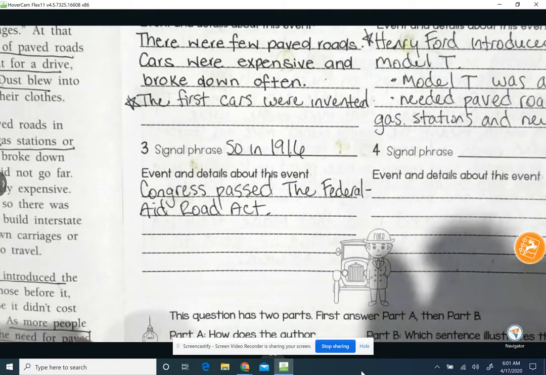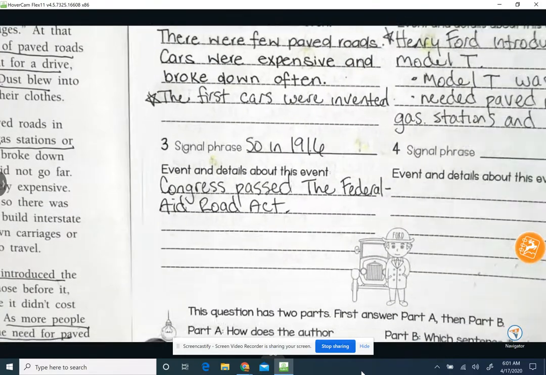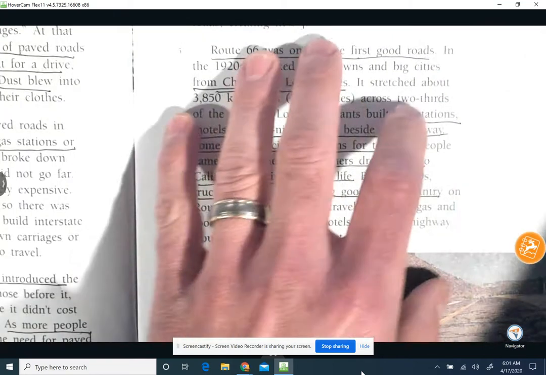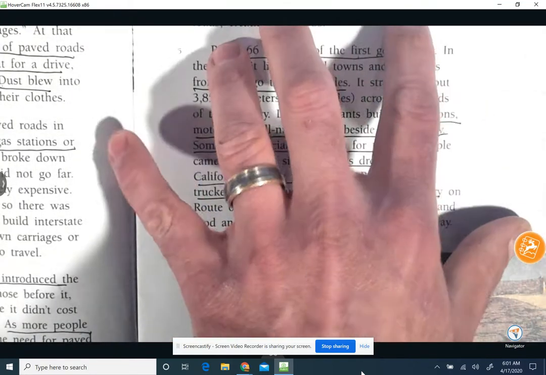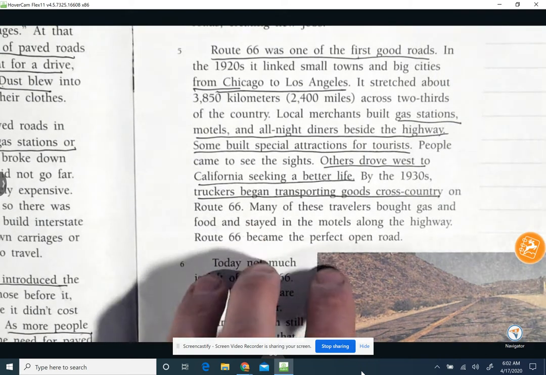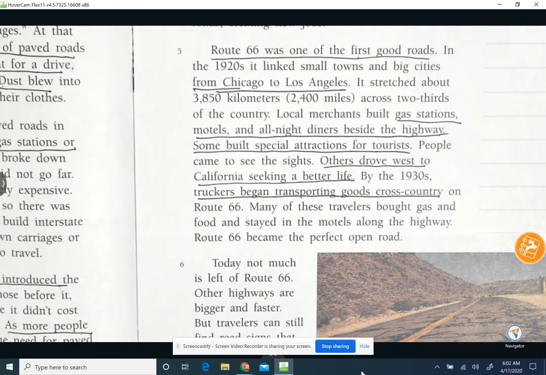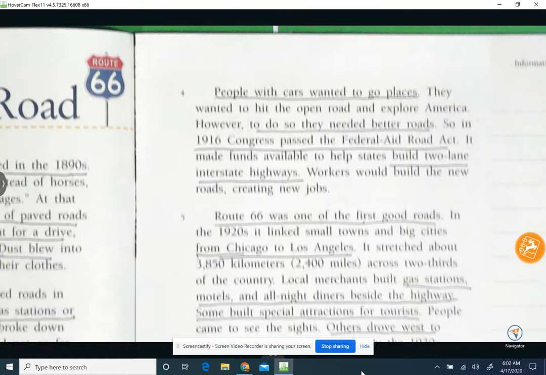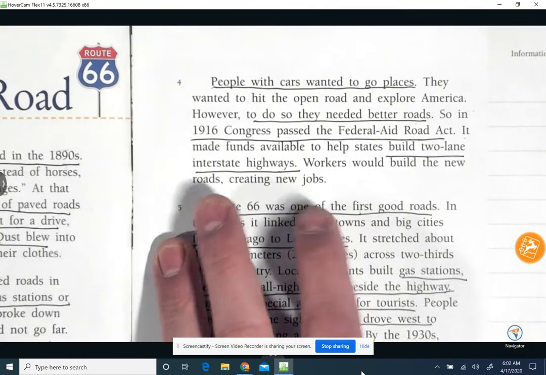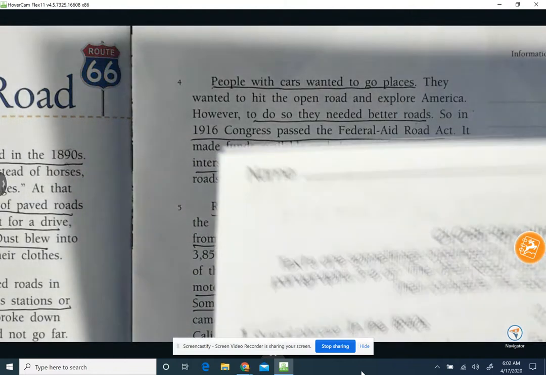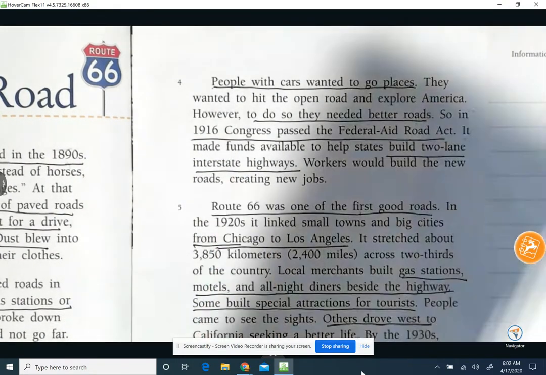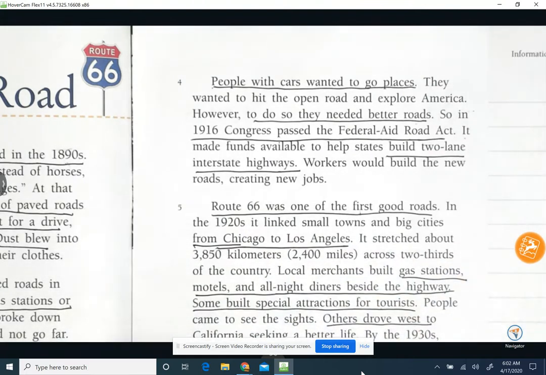And so they did. So because of that event, Congress passing this road act, we now have 2-lane highways being built, interstate highways being built. And I think, in my opinion, the most important thing that came out of this was the creating of new jobs. Okay, so that is a very important event that occurred here after the Federal Road Act was passed.